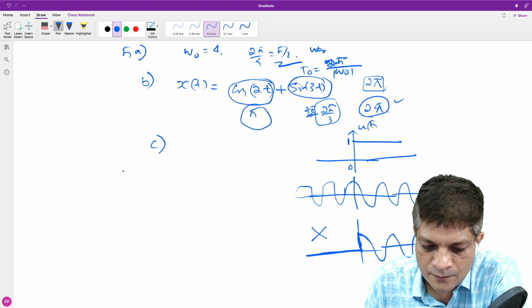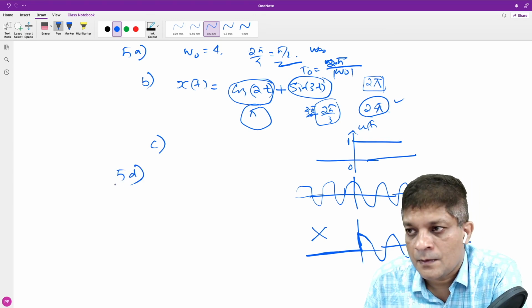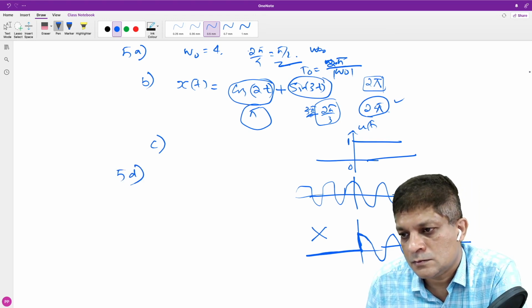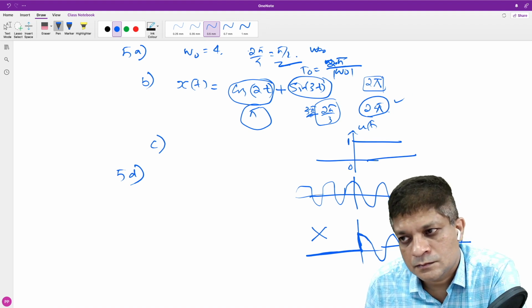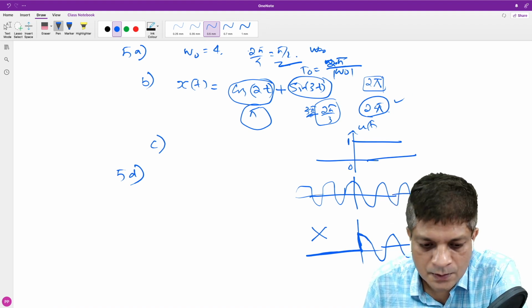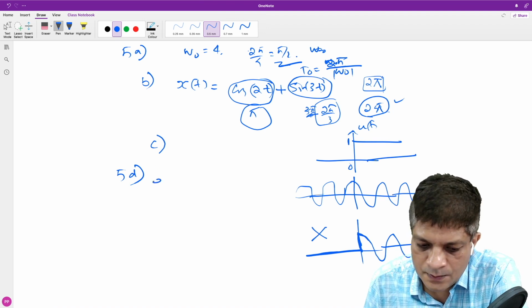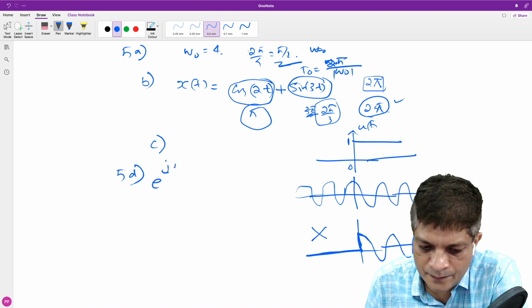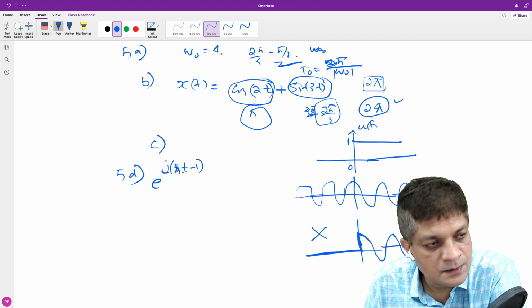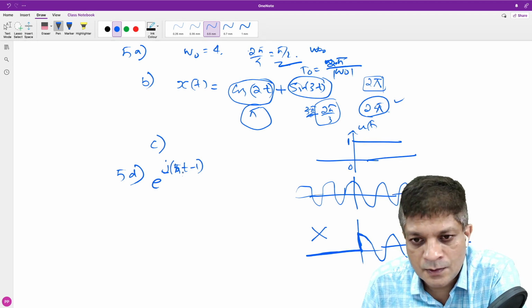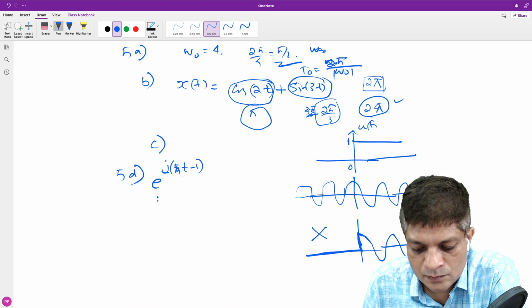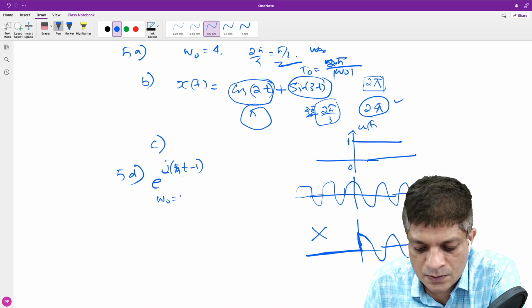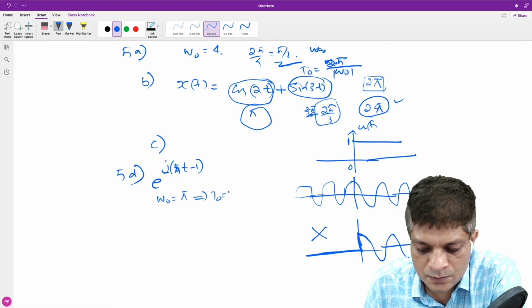Now what about 5d? Periodic. e to the power j pi t minus 1. What is the fundamental period? Sorry? So 2. It is omega naught is pi, so t naught is 2.